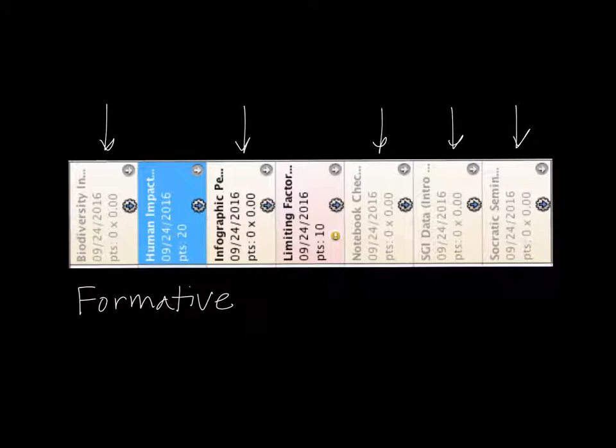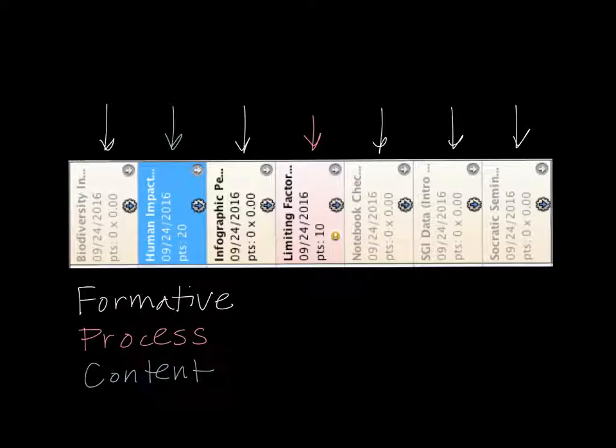And then there's a pinkish colored assignment that's on here. This is what's called a process standard assignment. And then there's the blue right there. That's a content standard assignment. So I'm going to talk about the formative assessments first.